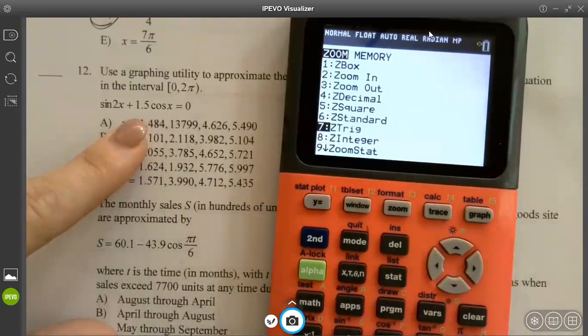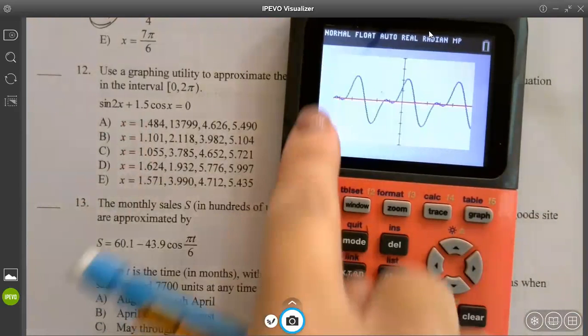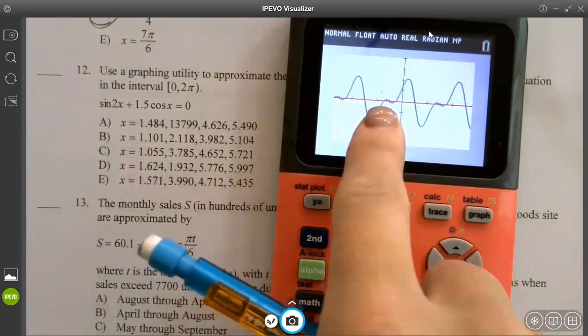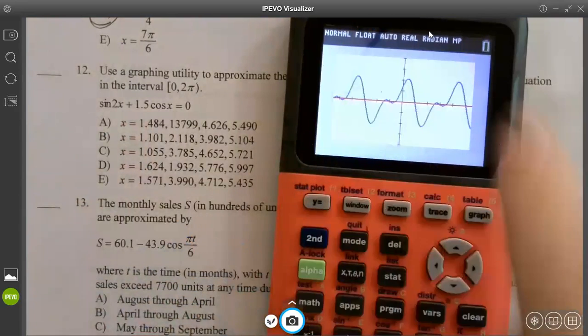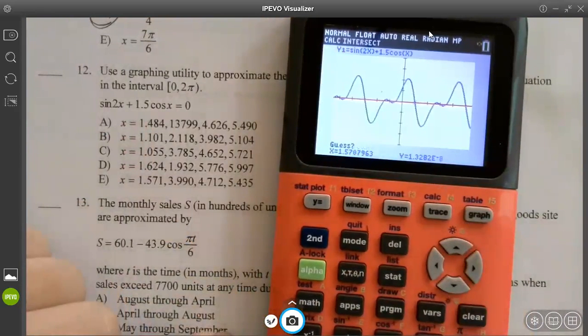I'm going to go ahead and zoom trig again. The other one will graph the x-axis. So we just need to figure out where it's at. Which ones do I look at? Do I care about these? No. Why? They're negative. We don't want that. We want 0 to 2 pi. So we're looking at all of these. Second trace intersect. Go to this very first one. What do we get? Which one is that?